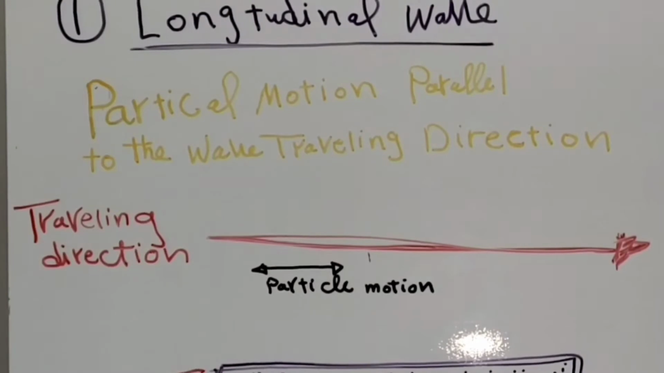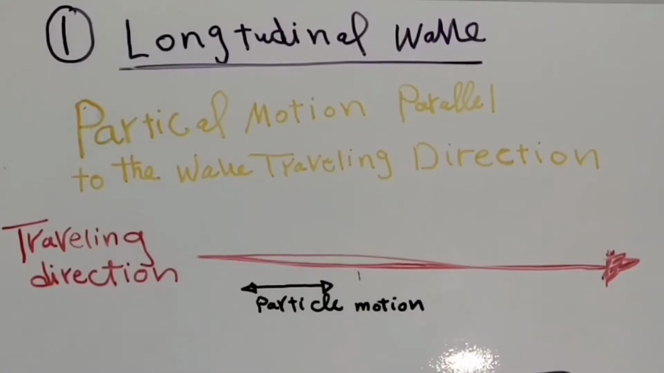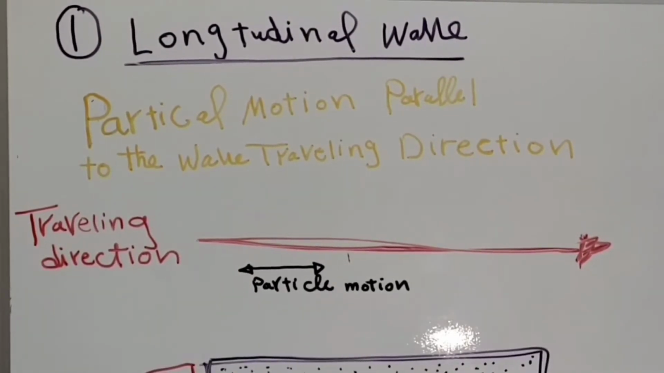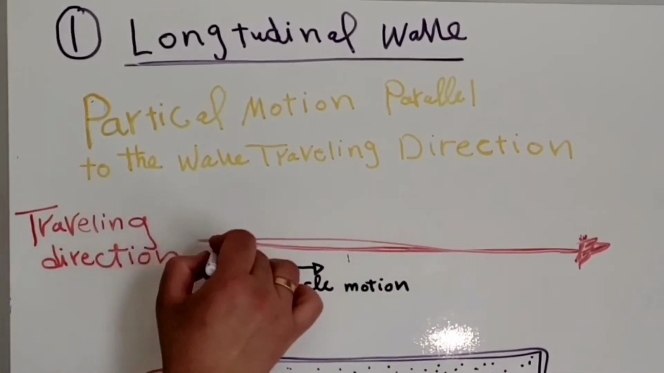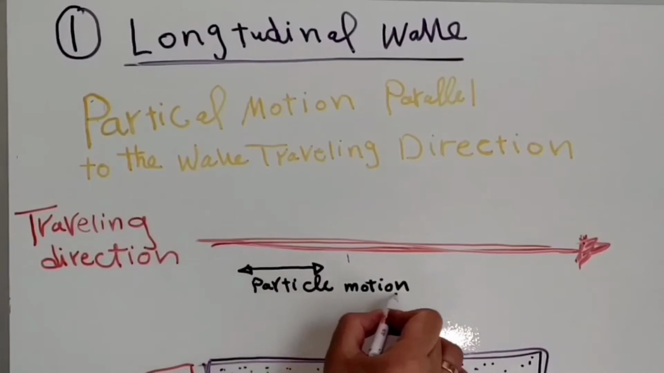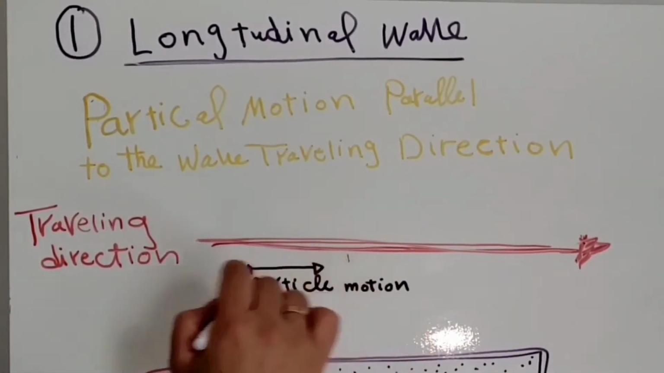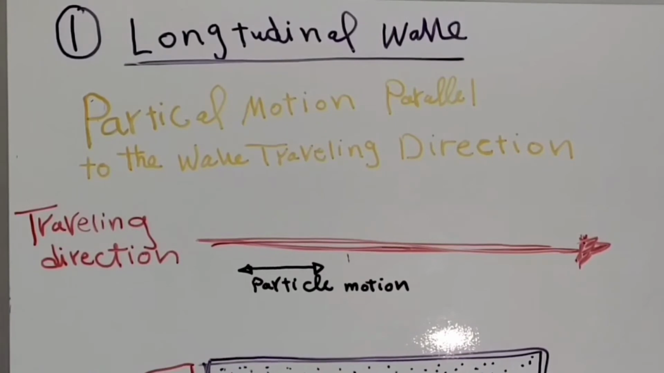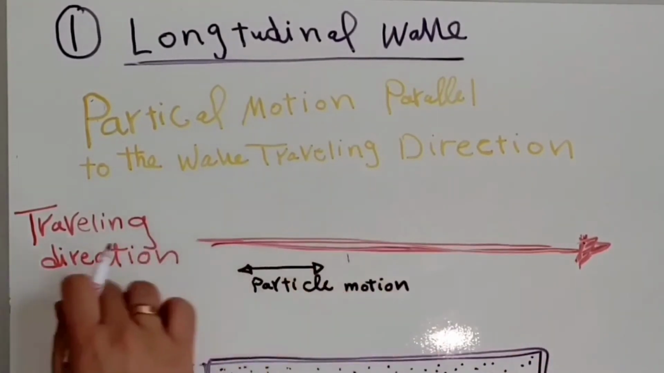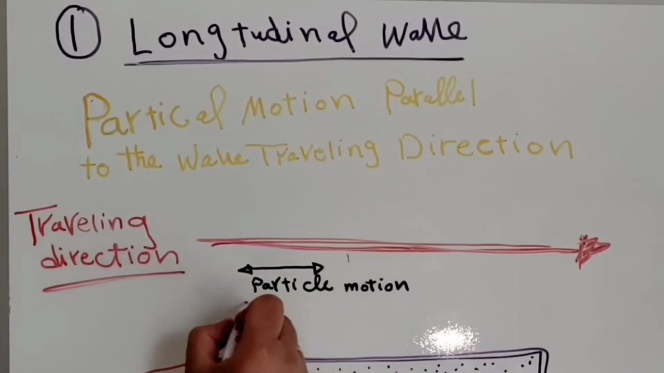The difference between the longitudinal wave and the transverse wave is the direction of the particle movement. In a longitudinal wave, the particle motion is parallel to the traveling direction. For example, if we have a wave which is traveling in this direction, the particle motion will be in this direction. The direction of the particle motion is parallel to the traveling direction.